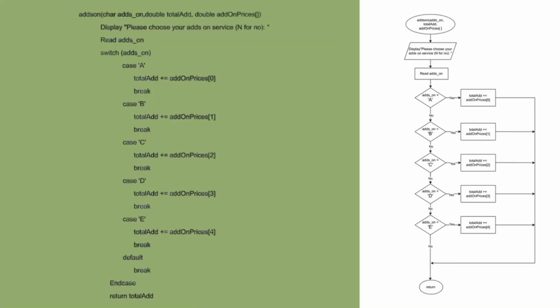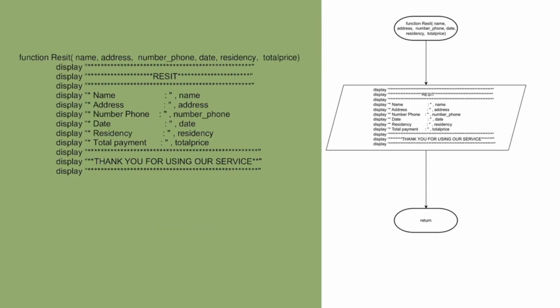So this is our adds-on function. First, the program will display please choose your adds-on service, then the program will read the adds-on that the user chooses. If the user chooses A, the total add variable, which has a value of 0, will be added with the adds-on price, which is our service price, and then it will be stored in total add. The same if the user chooses B, C, D or E, then the program will return the total add value. If the user enters other than the given code, then the program will ignore it and just return the total add value with 0 value.